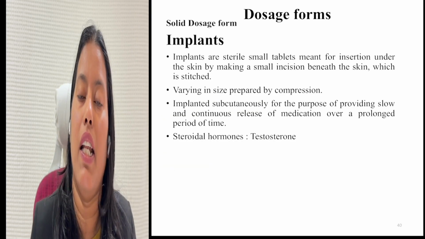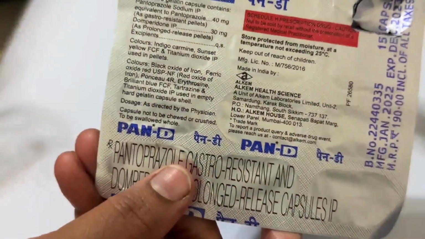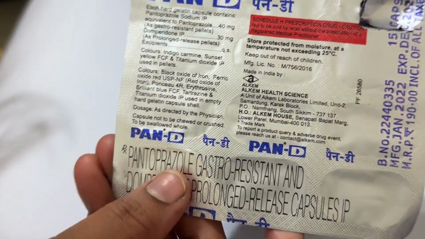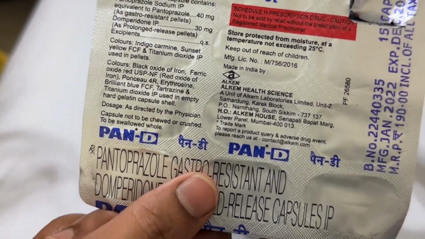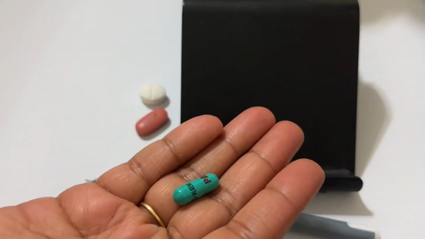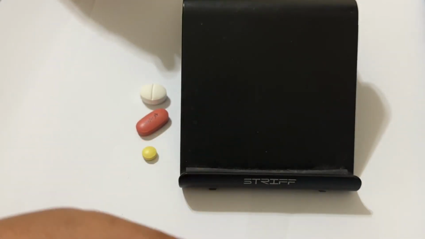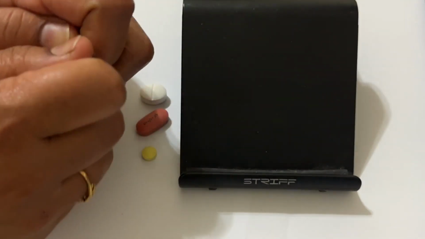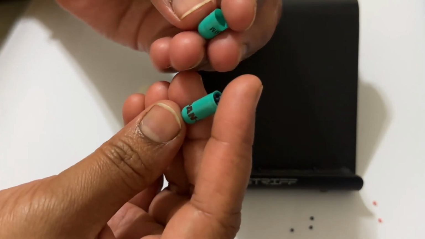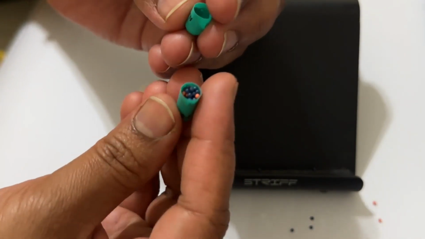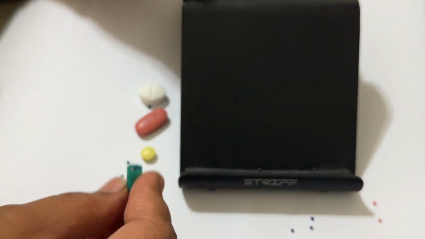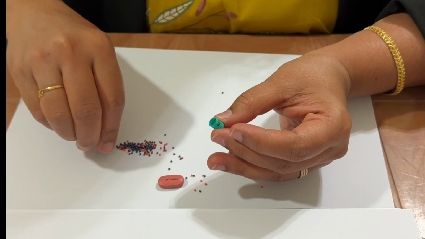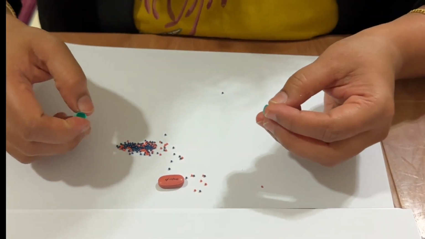Now, I am having this capsule, and it's a hard gelatin capsule. So this is the capsule which I have in my hand, and let's open the capsule. This is the body of the capsule and this is the cap of the capsule. In the body the content is filled. You can see some pellets they have filled.